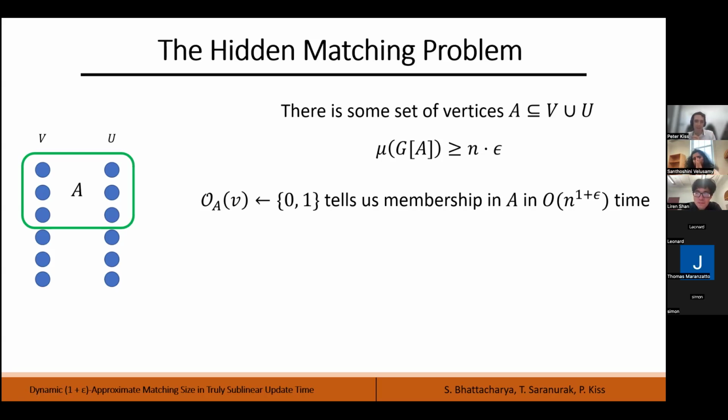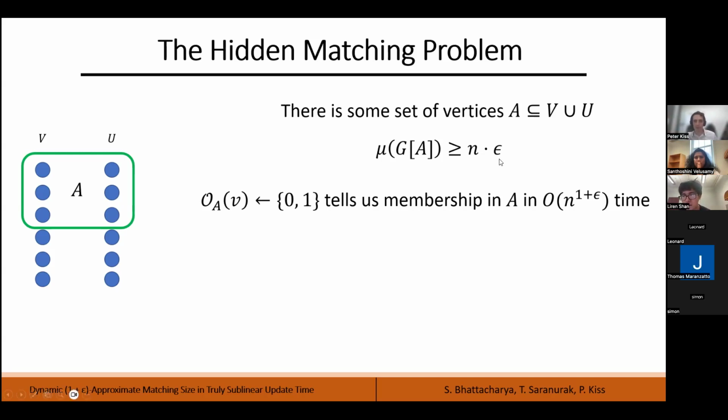So what does this say? I can't query all the vertices. That would take me more than n squared time. But I can query a very high polynomial of the vertices. I can query n to the 0.99 vertices, but not all of them.